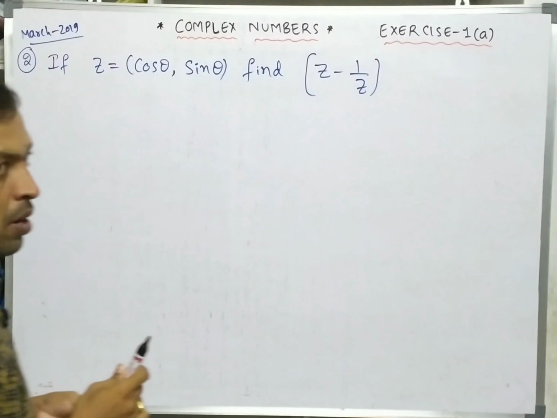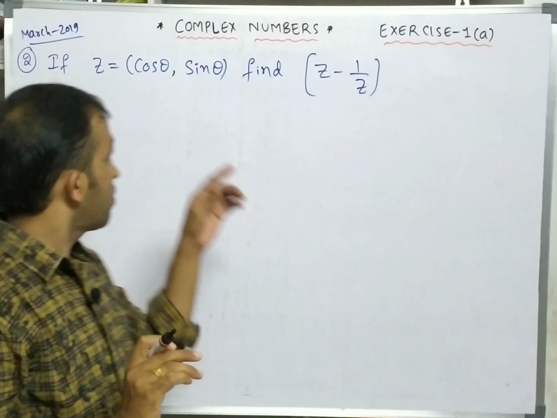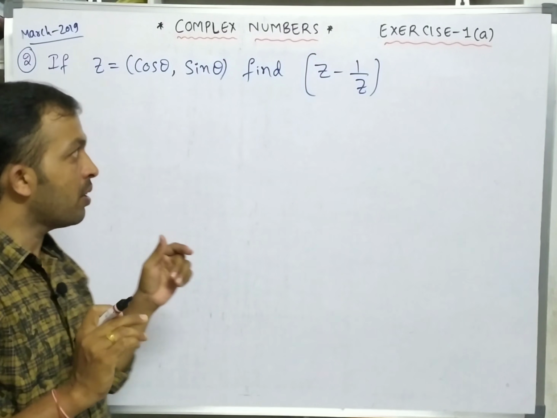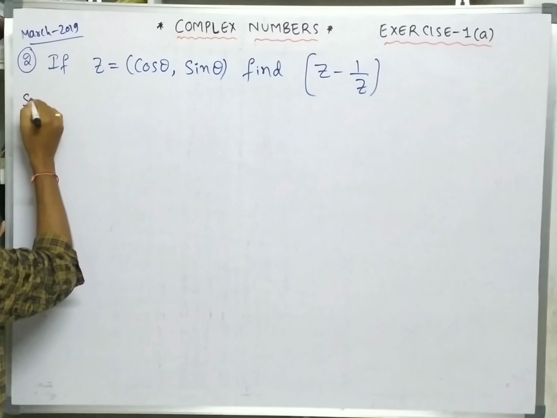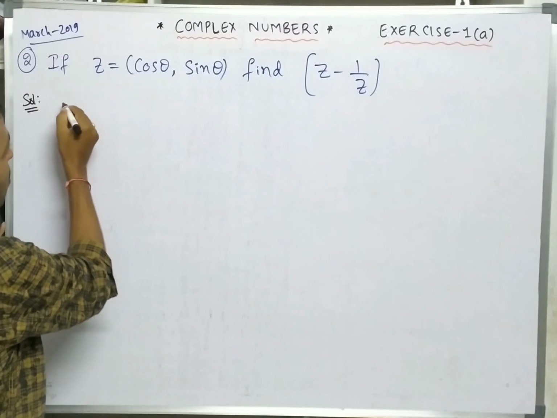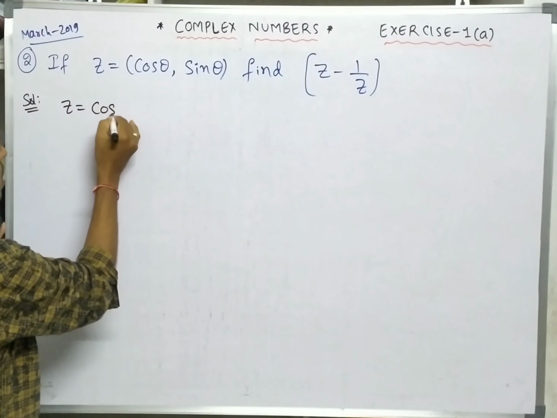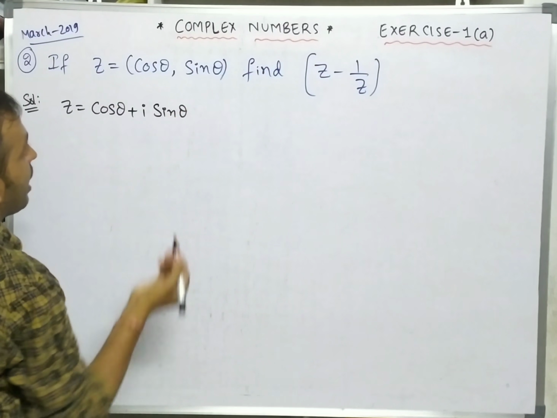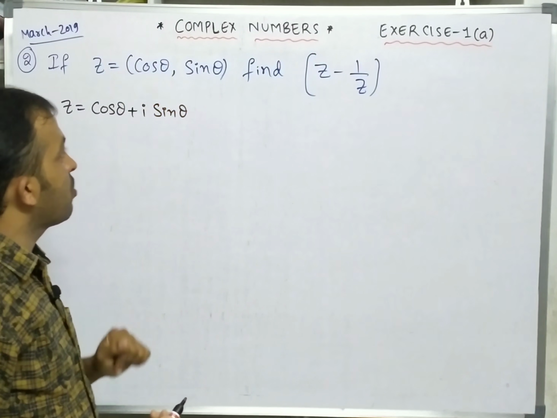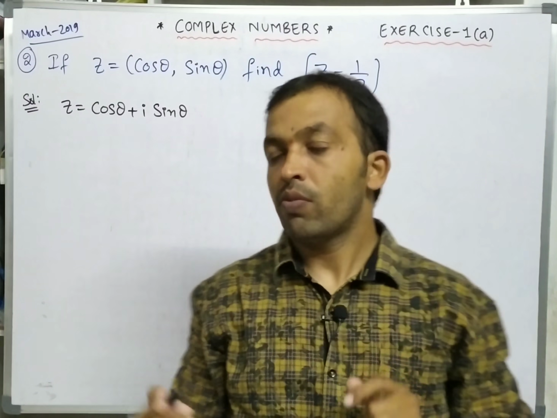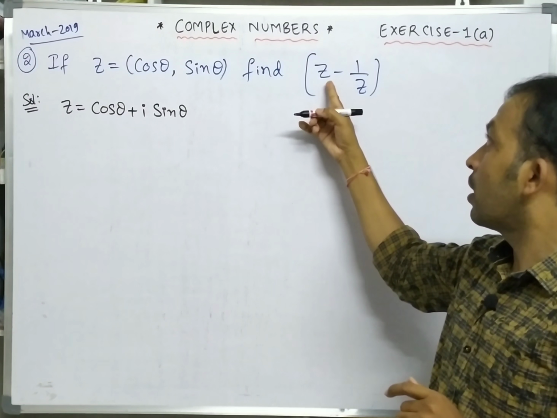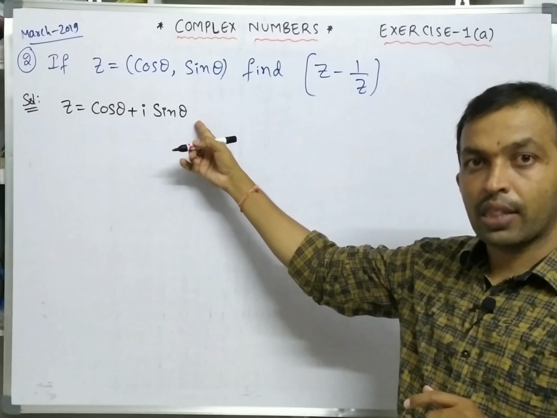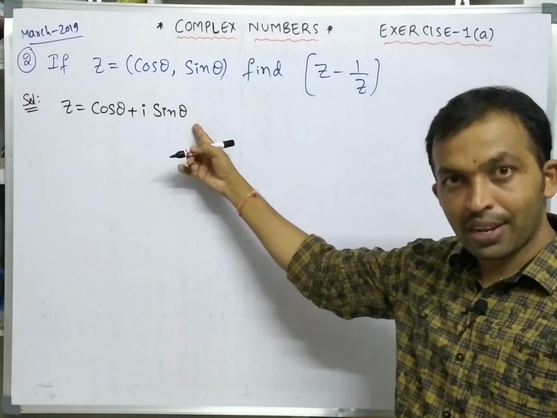This problem is an important problem. This question was asked for 2 marks in March 2019 intermediate public examination. So first of all, it is given that z is equal to the complex number cos theta comma sin theta, that means cos theta plus I sin theta. This is real part, this is imaginary part. Okay, then we should calculate the expression z minus 1 by z.